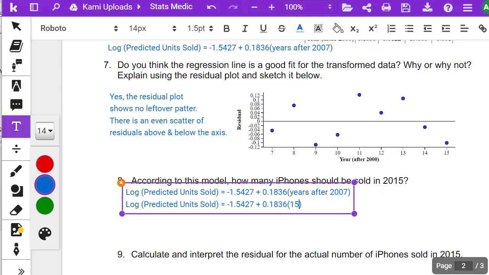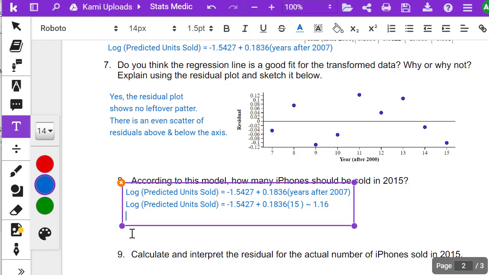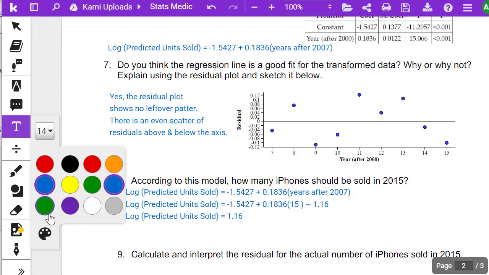So that's the years after 2007. And what we're going to get is 1.16. So if you go negative 1.54, it's about 1.16. So how do we solve that? Essentially, we've got log of predicted units sold equals 1.16.